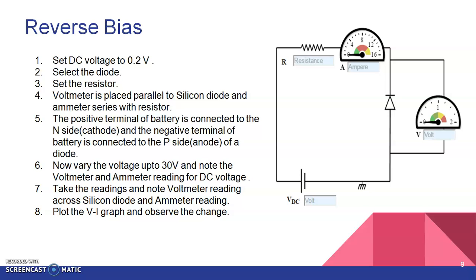Then we have to plot the graph, and see what changes appear when we increase the voltage and how the current changes. Then we have to measure and plot the graph, which is called the VI characteristics of the diode.